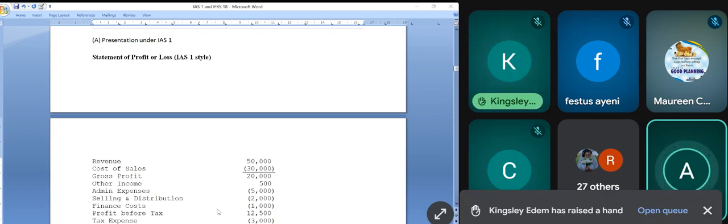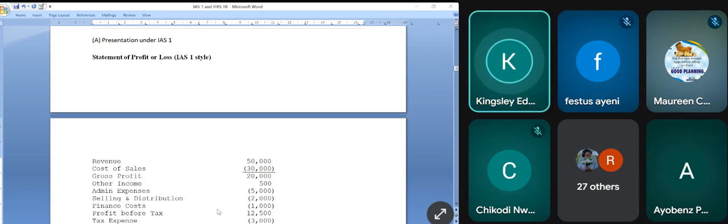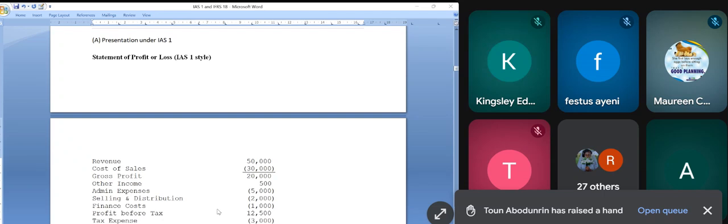Okay, Kingsley, go ahead. Return inwards is subtracted from sales, while return outwards is subtracted from purchases, right? Yeah. Return inwards is subtracted from sales, and return outwards. Okay, please go ahead.